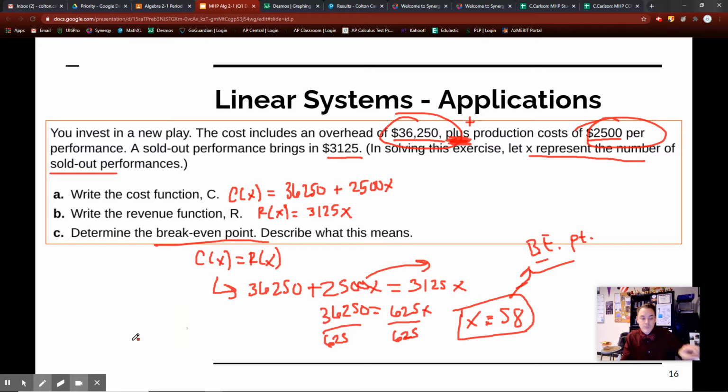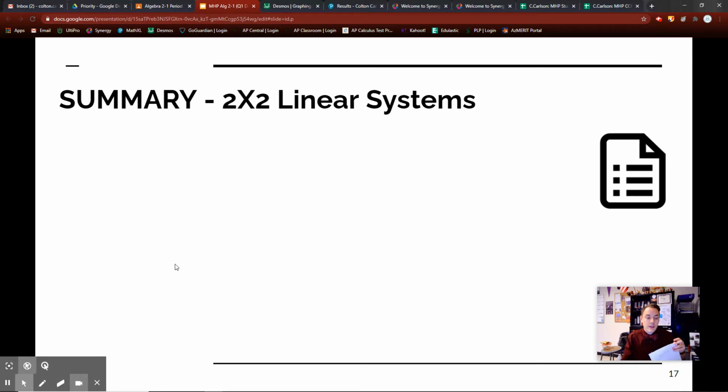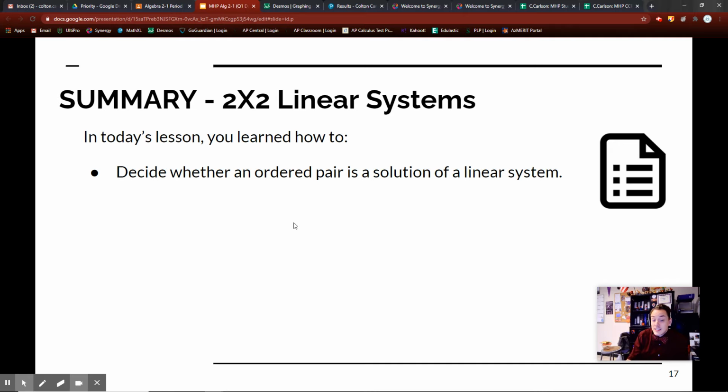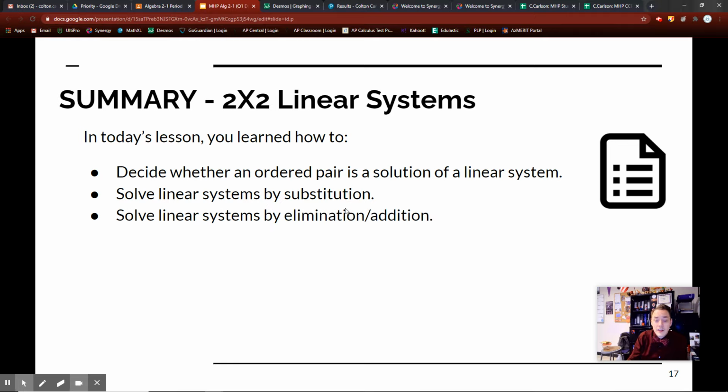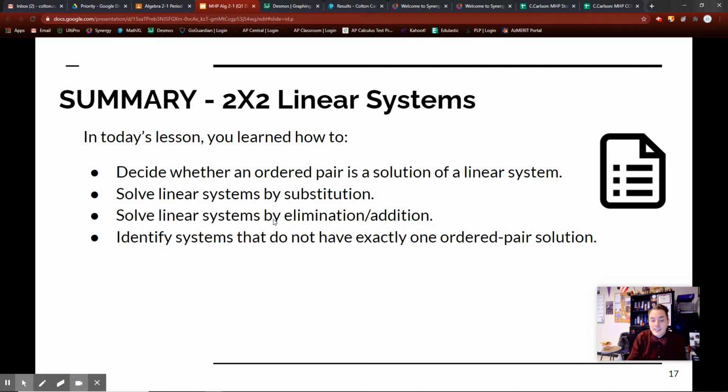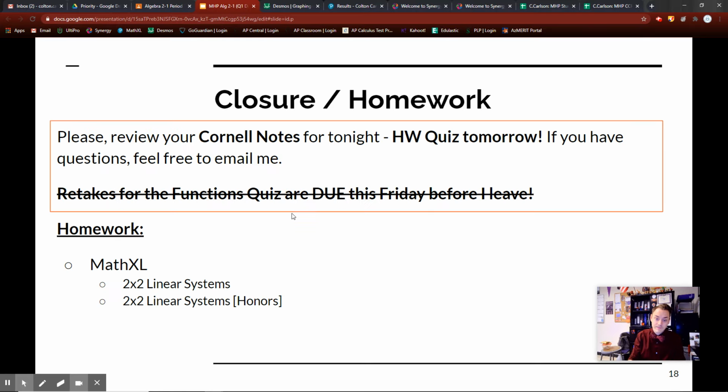Awesome. So what did we learn today? We learned quite a bit, sort of. We learned to decide whether or not an ordered pair is a solution. If it is an ordered pair, we said it was a solution if it intersects. We solved the linear system by substitution. We found the steps to do that by elimination, or what we call the addition method, same exact thing. We identified systems that do not have exactly one ordered pair solution, so that's no solution or infinitely many solutions. And then we solved problems using systems of linear equations.